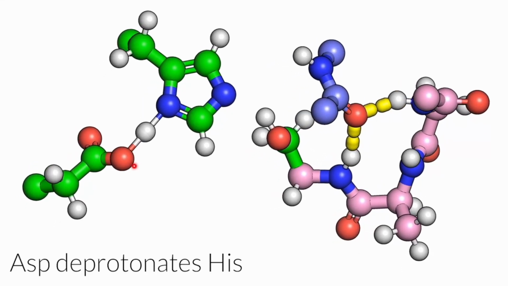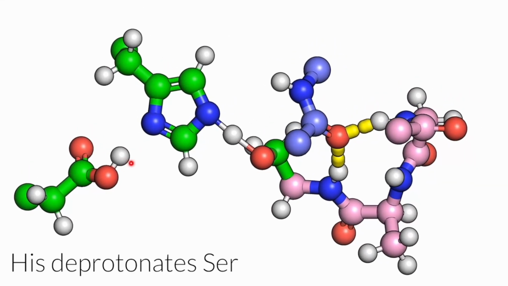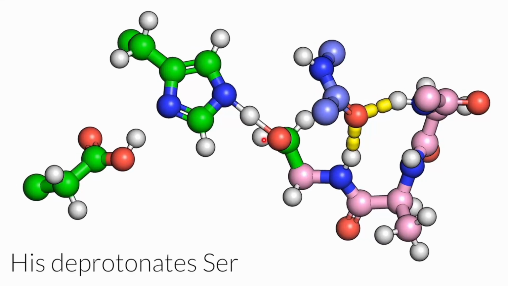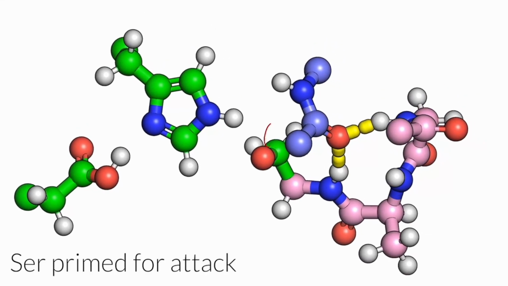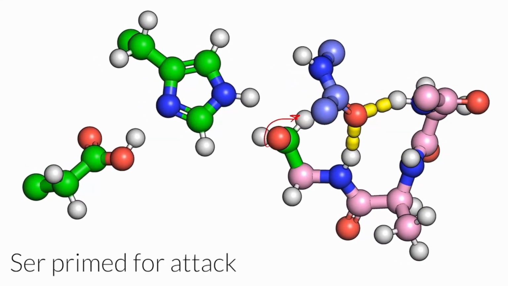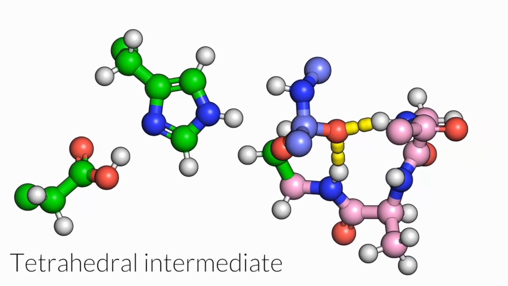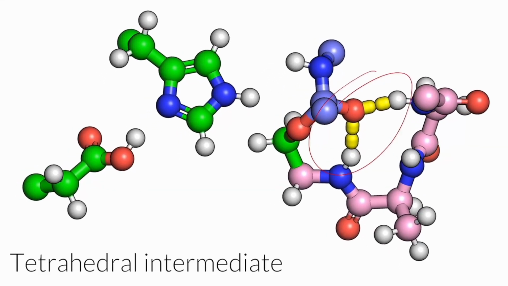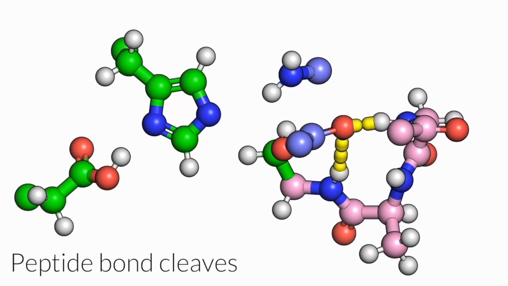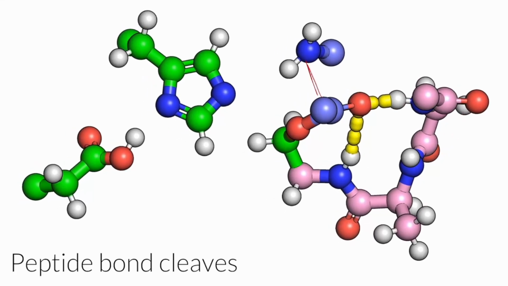Over here in the catalytic triad, the aspartate pulls a proton off the histidine, which pulls a proton off of the serine. That is now a nucleophile that can do a nucleophilic attack on the carbonyl. That generates a tetrahedral intermediate, which is stabilized by the oxyanion hole, and then we break the peptide.